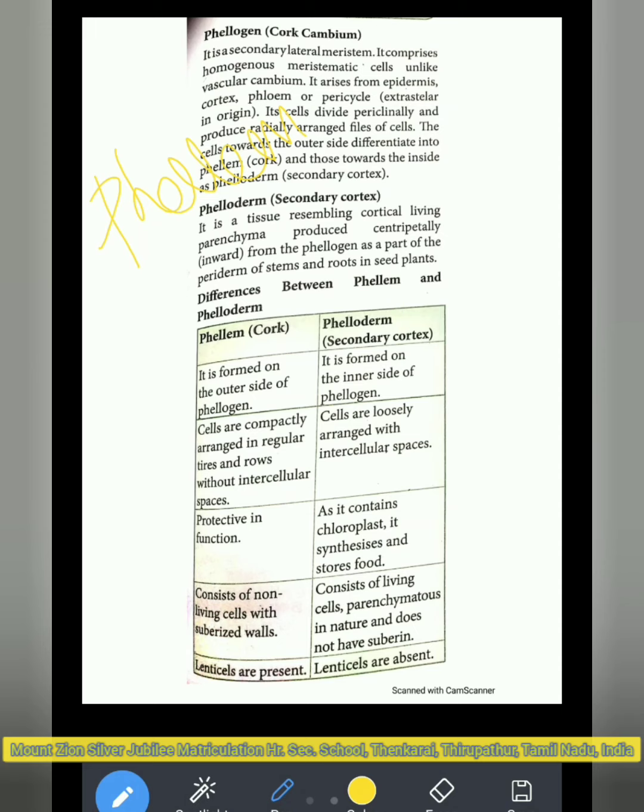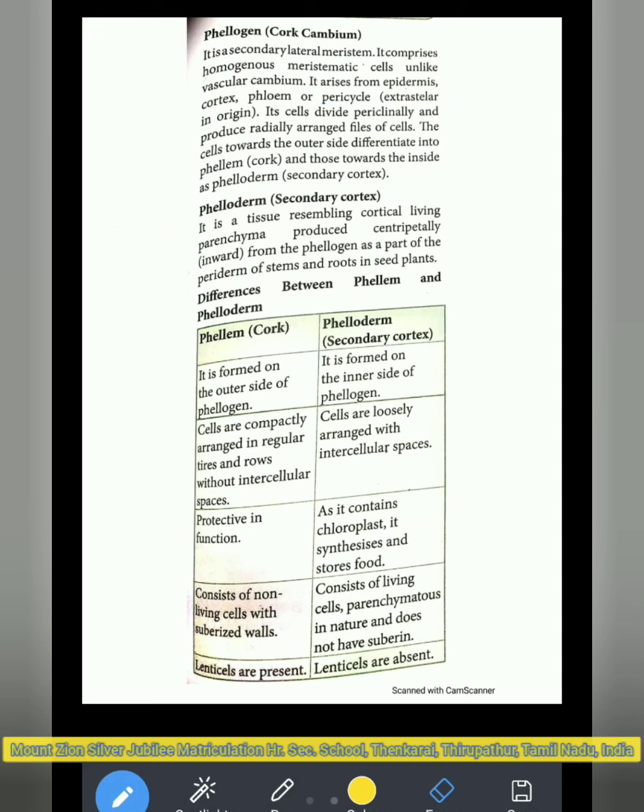Why do we say it is a secondary lateral meristem? Because it gives secondary growth, that is the secondary phloem. So primary xylem, primary phloem, secondary xylem, secondary phloem. The secondary growth takes place, and so we say this is a secondary lateral meristem. It comprises homogeneous meristematic cells like vascular cambium.